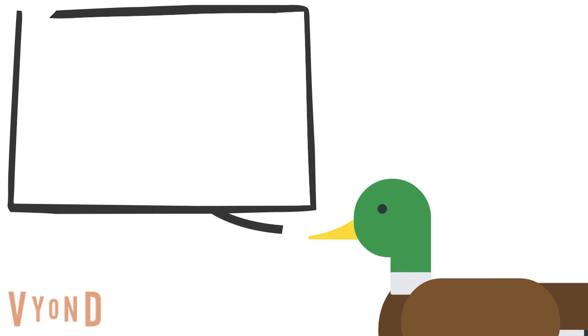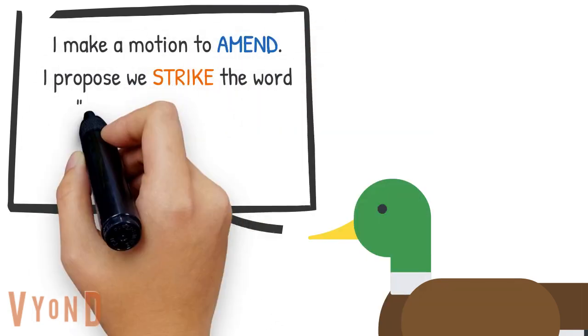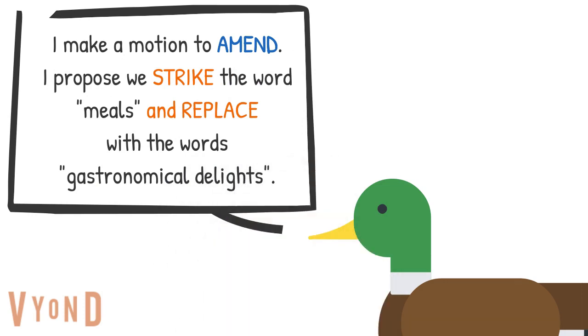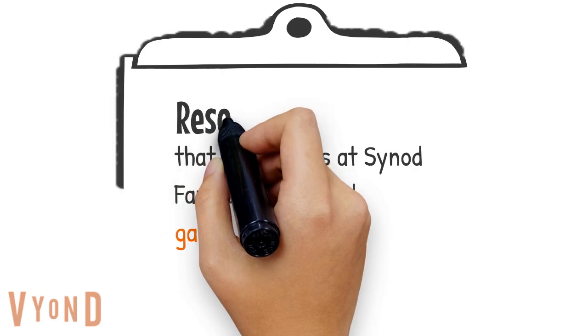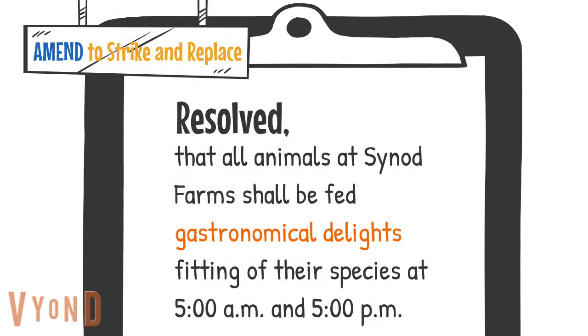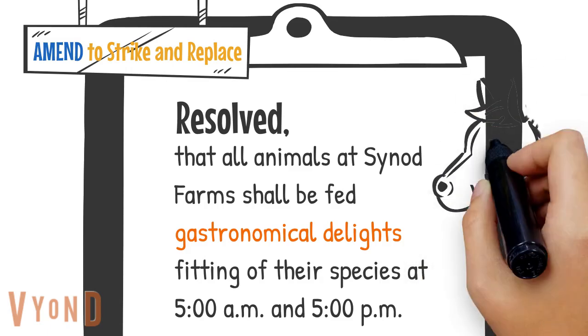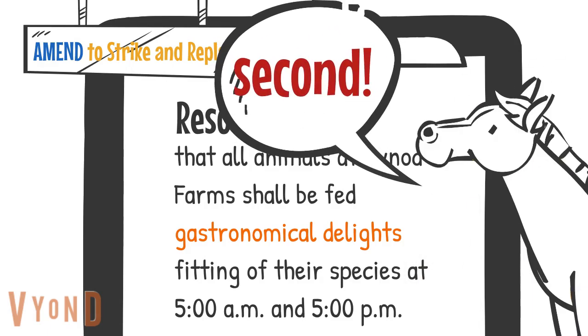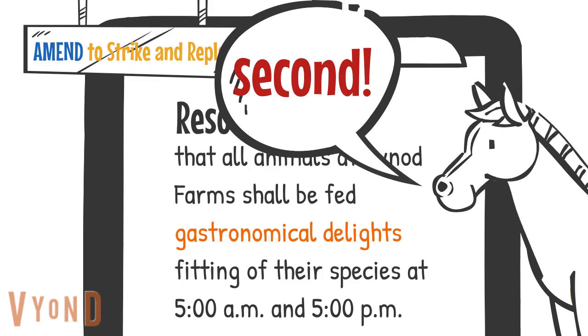Yes, I'd like to make a motion to strike out the word meals and replace with the words gastronomical delights. He smugly returns to his seat. The motion is seconded by the horse because she is always game for a good tussle, and so the discussion begins.